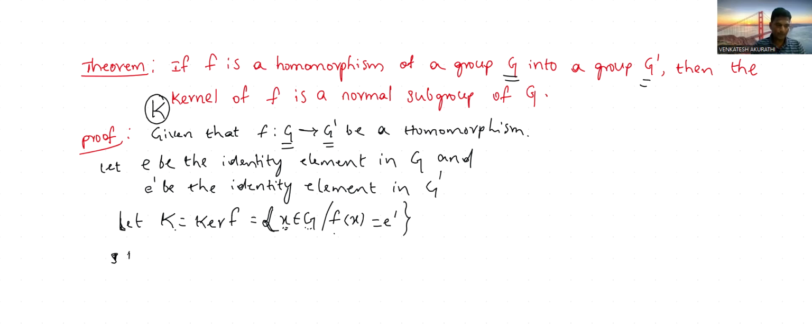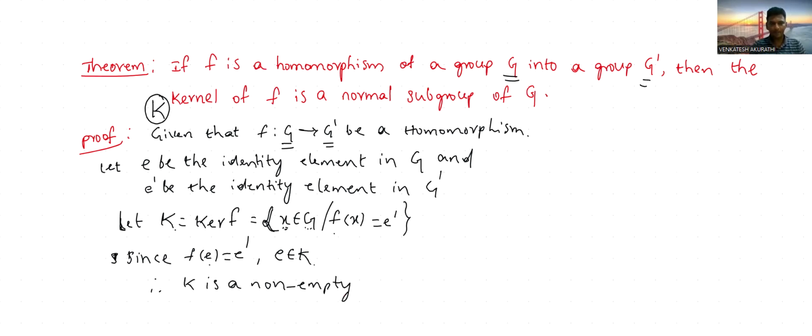Since F of e is equal to e dash, this is the property of the homomorphism. F of e is equal to e dash. Therefore, e is an identity element that satisfies the kernel definition. Therefore, e belongs to capital K. Therefore, K is non-empty. This is the first step.